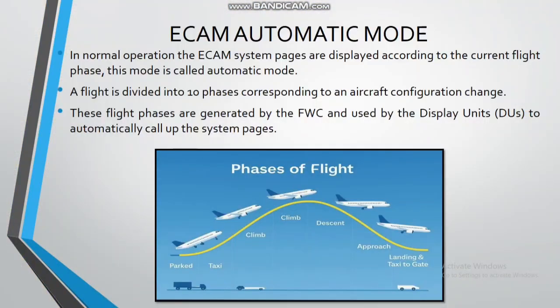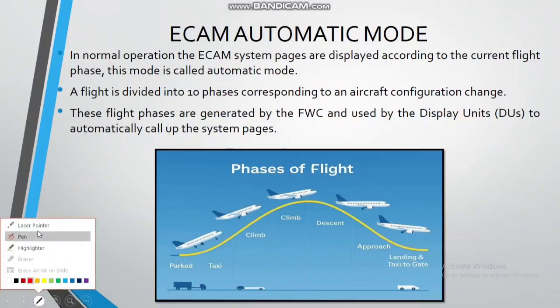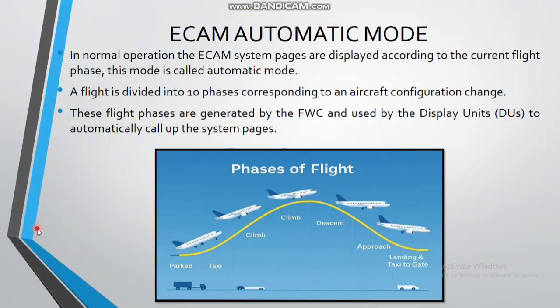There is an automatic mode and a manual mode. We'll go through the automatic mode. In normal operation, system pages are displayed according to the current flight phase, called automatic mode. In normal operation, as the phases are crossed one by one, the ECAM alert will generate automatically, and that page will pop out onto the display.